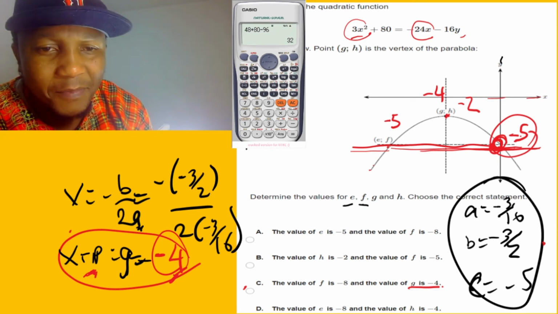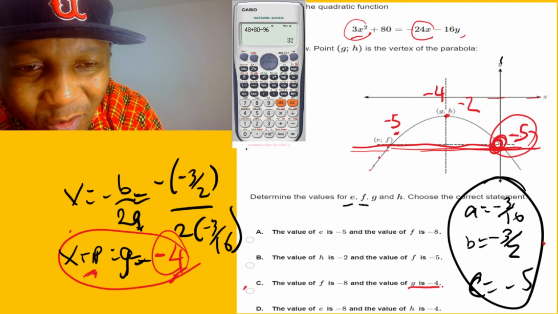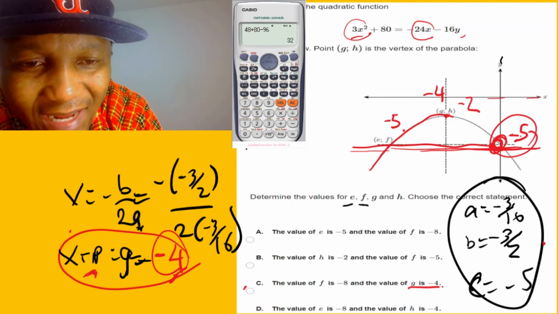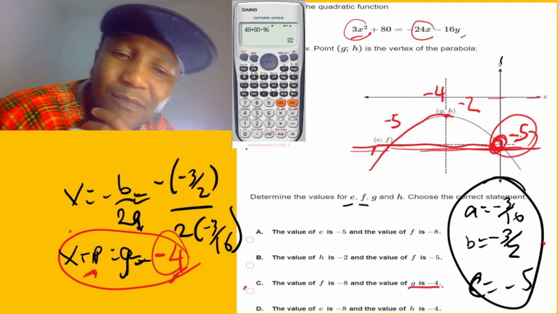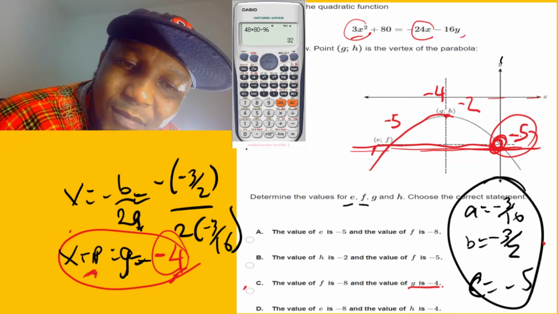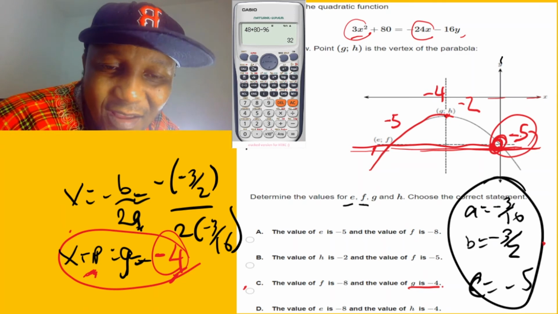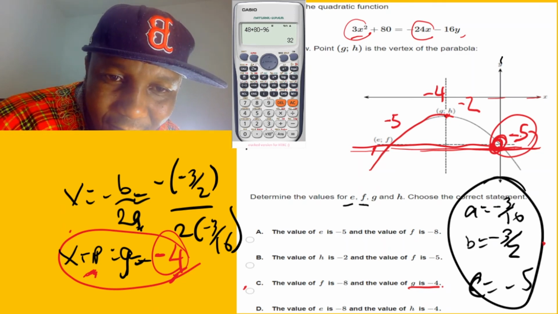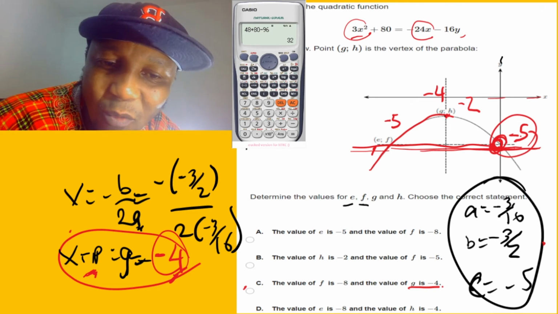Because look, if f equals negative 5, I can take this value of f because it lies on the equation of a line and put in the value, and they want to get the value of e. You see? So the value of y equals negative 5. So y there equals negative 5. Now we can get x if you want.